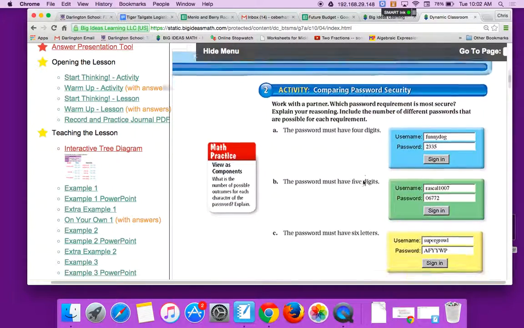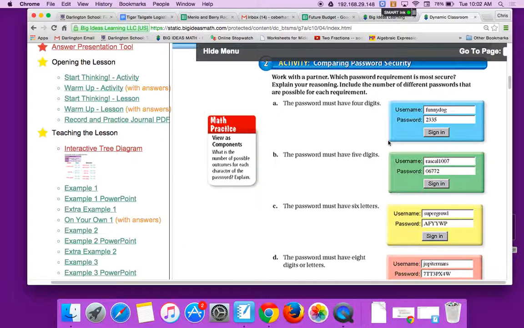In these examples up here, in order to get the password right, it's dependent on the first one being right, then the second one right, and third right. So we had to multiply them, right? In this first example, you have a 1 in 10 chance here, and a 1 in 10 chance for the second one, but to get those first 2 right, it's a 1 in 100 chance because 10 times 10 is 100.